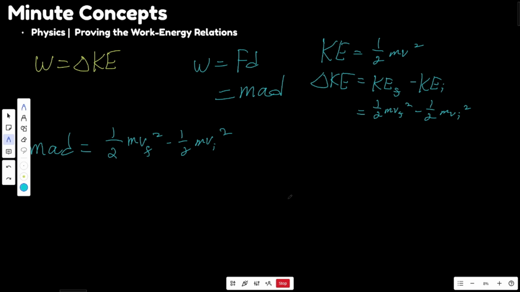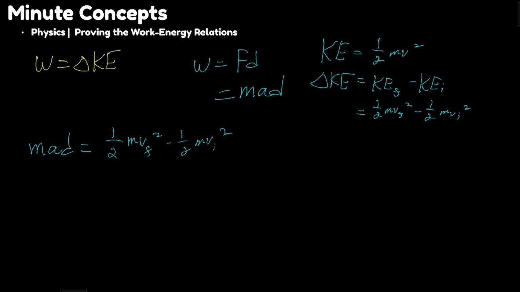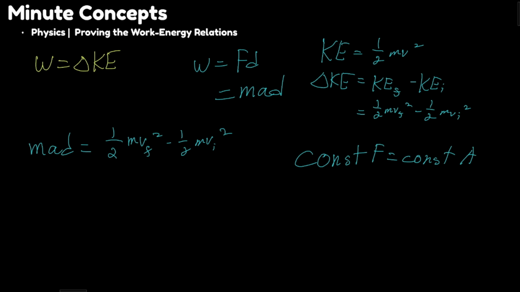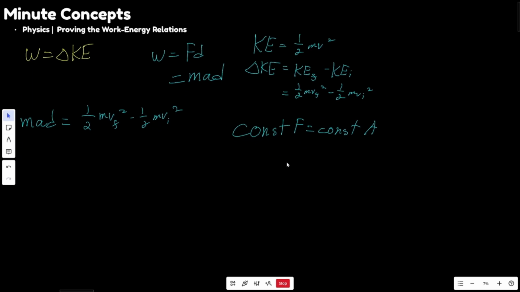Now, we don't have that, so we're working with constant force. And with constant force, we have constant acceleration. That means we have uniform acceleration, and we can use uniformly accelerated motion to describe our object. Now, using uniformly accelerated motion, how do we get to any of this? We have to look for an equation that has acceleration, Vf and Vi, as well as displacement.